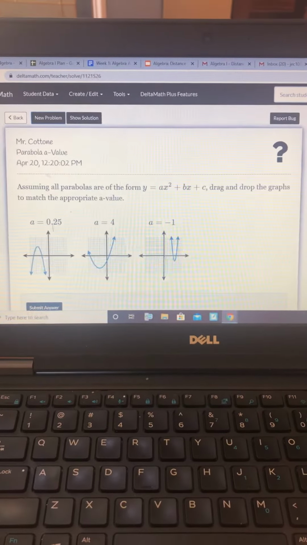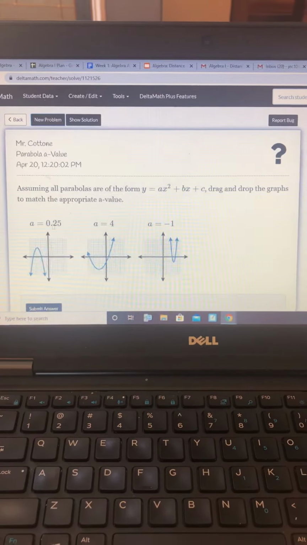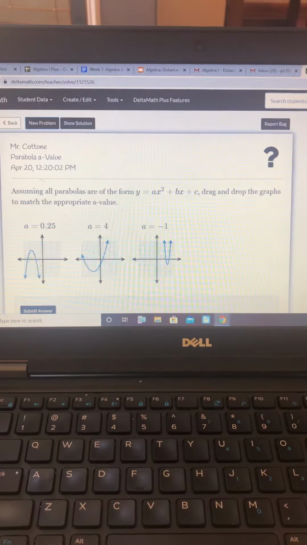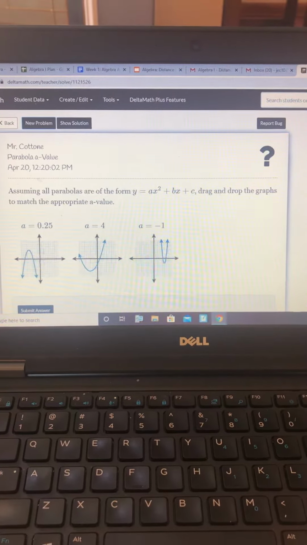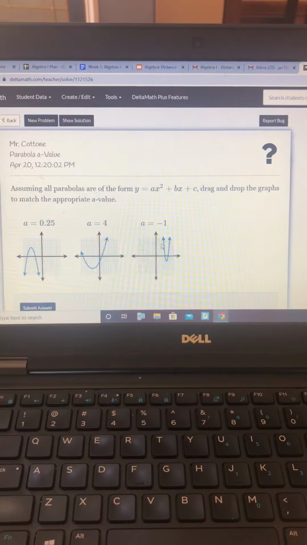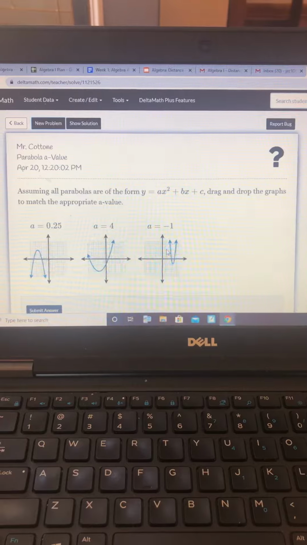So because I look at the three a values, I have a positive a value, a positive a value, and a negative a value, I clearly know that this first graph over here needs to go underneath this -1 because it's the only graph that's upside down.